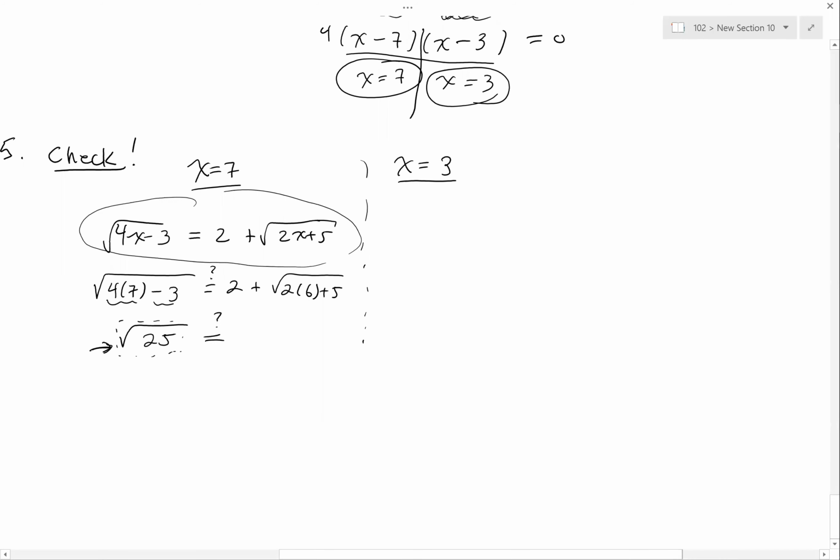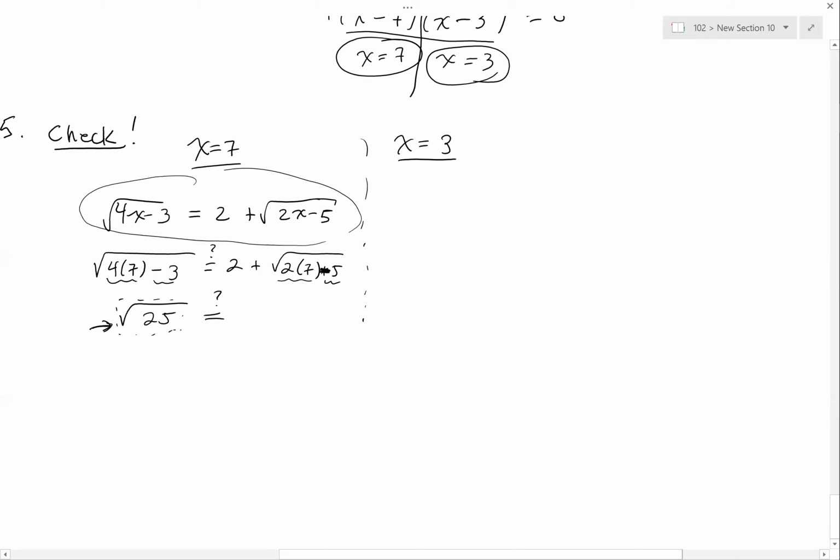So I'm wondering if this is the same thing. The other side should be a 7 there too. This would be 14 plus 5. Oh, I even made another error there, a copy error. That should have been a 2x minus 5. So this should have been 2 times 7 minus 5. And that'll end up with 2 plus the square root of 14 minus 5, which is 9.